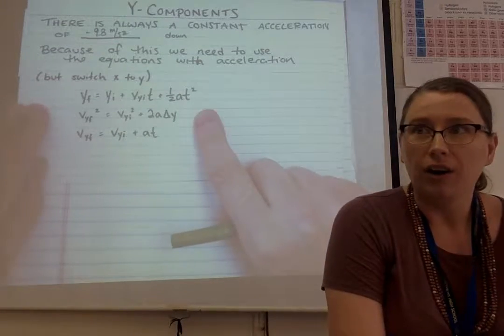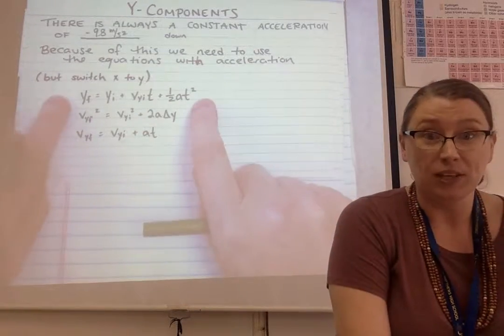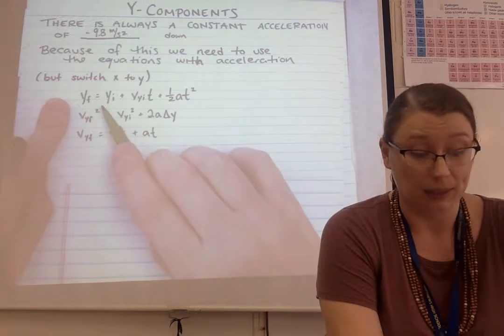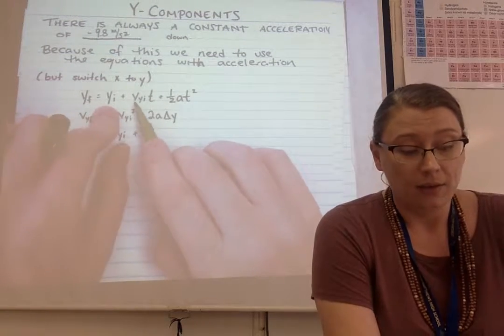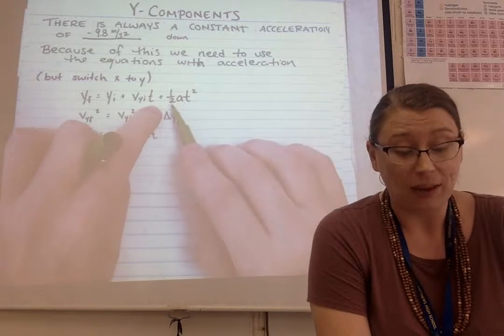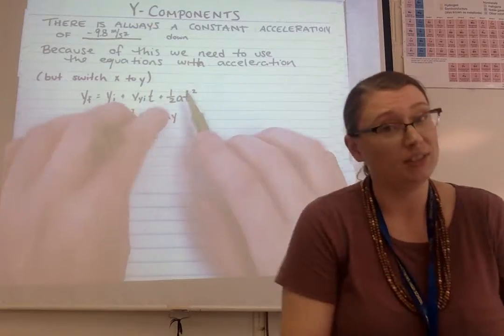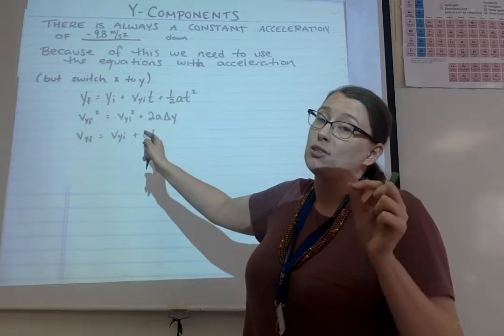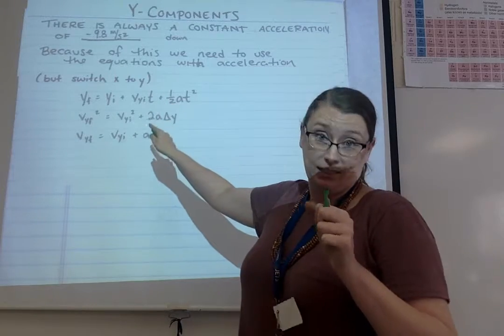Here are the equations we can use. It's not xf equals xi anymore. It's yf equals yi plus the y velocity, initial, times the time, plus 1/2 times the acceleration times the time squared. This is that same long equation we used before, but I'm just saying we can only use it in the y direction. So I'll put y's here.